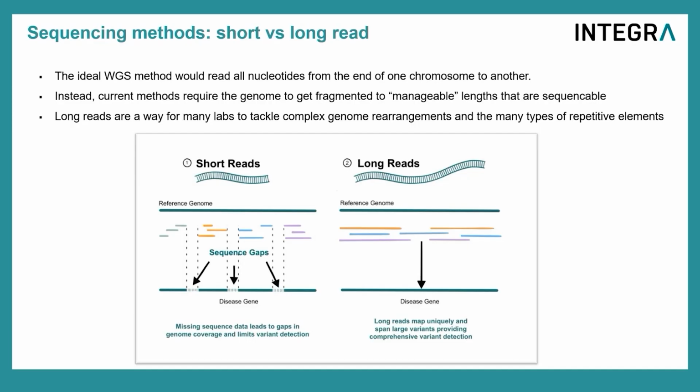The ideal whole genome sequencing method would aim to read every nucleotide along one human chromosome from start to finish. However, due to the limitations of the technology, current methods require the genome to be fragmented to manageable lengths. Different sequencing platforms have varying capabilities. For instance, Illumina can only read short DNA fragments up to 600 bases, while Oxford Nanopore can read much longer fragments up to 4 megabases, dividing NGS into two categories: short read and long read sequencing.